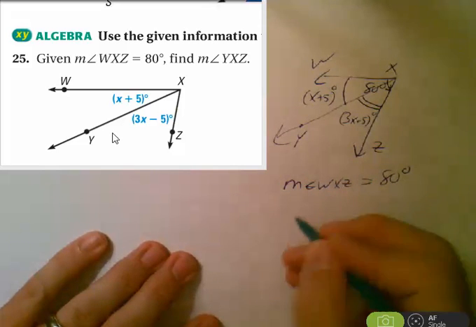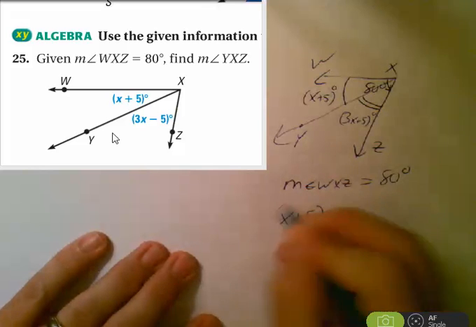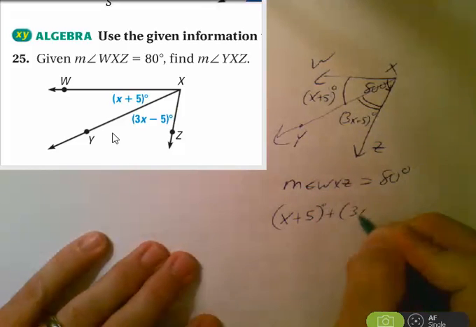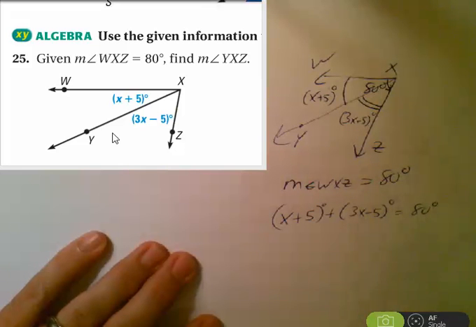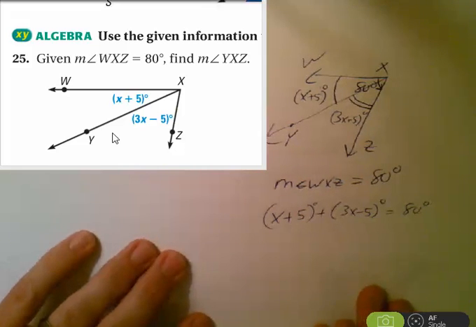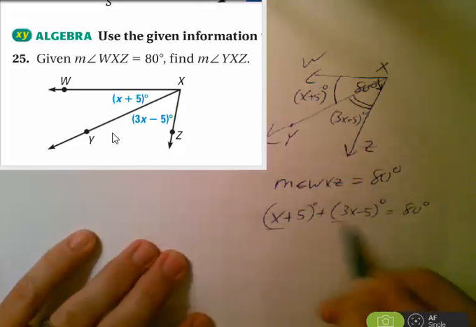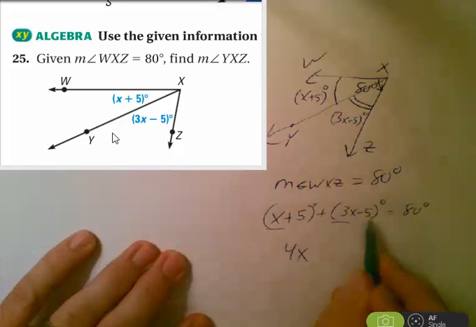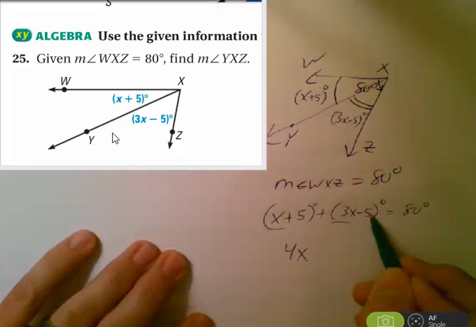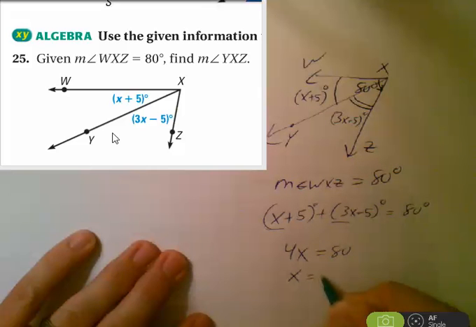So let's set it up. Little plus little equals big. And then the rest is just your basic algebra. Combine like terms. x plus 3x is 4x. 5 minus 5, well that worked out, right? 5 plus negative 5 is just 0. So 4x equals 80, which means x has to be 20. Divide both sides by 4.